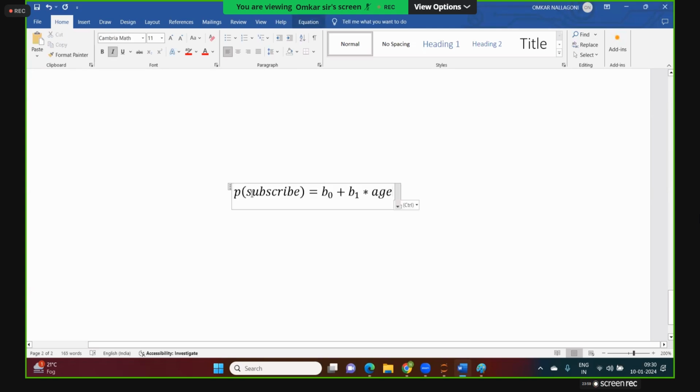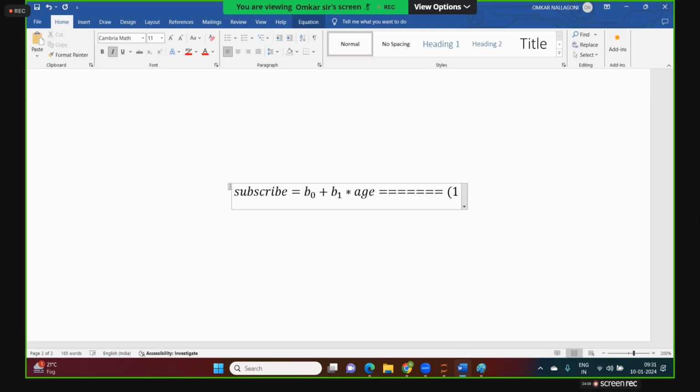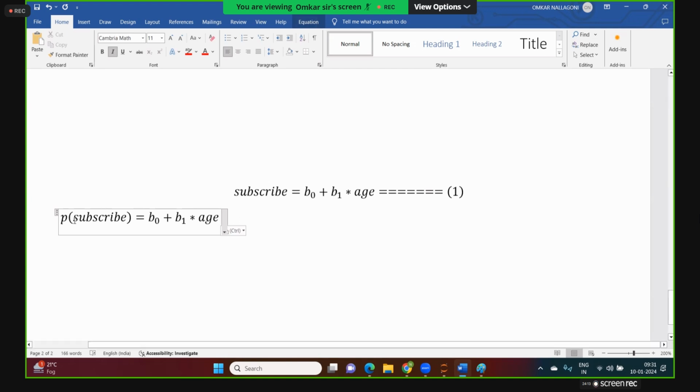So the first equation is the one you have written with subscription. This is the first equation, and this is the drawback that is there. And you modified the equation into the second one like this. This is the second equation.